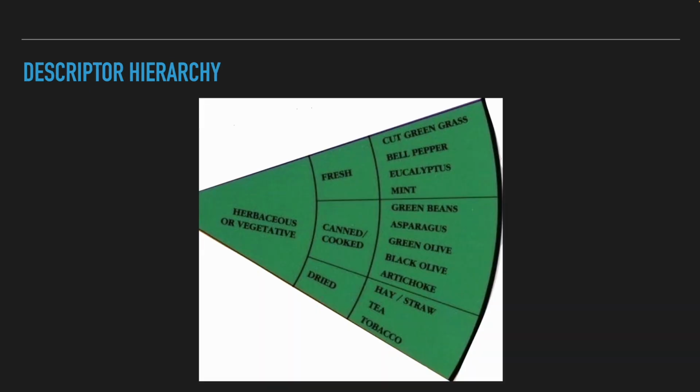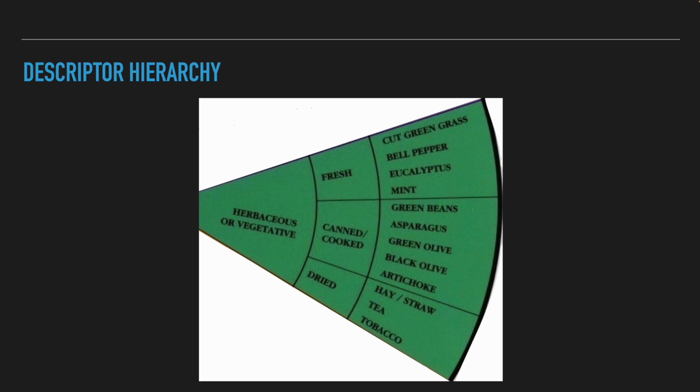The hierarchy levels group aromas by families. For example, if we look at a specific part of the aroma wheel for wine, we can see that there is a family of herbs and vegetables. This family is divided into three classes: fresh aromas, preserved or cooked aromas, and dry aromas. Within each such class, there are more specific descriptive words. For example, in the fresh aromas department, you can find things like freshly cut grass, green pepper, eucalyptus, and mint. On the other hand, in the category of cooked or preserved aromas, there are green beans, asparagus, green olives, black olives, artichokes, and more.